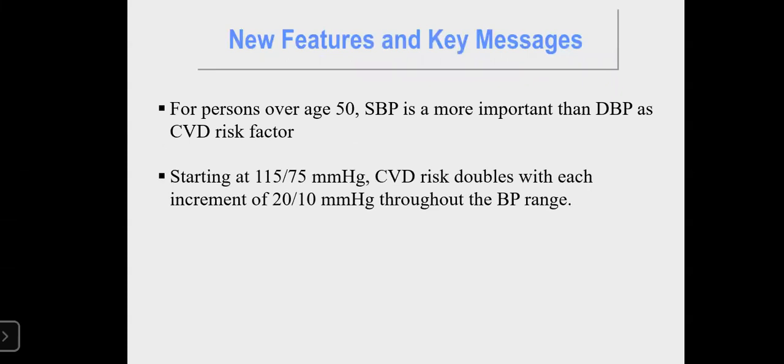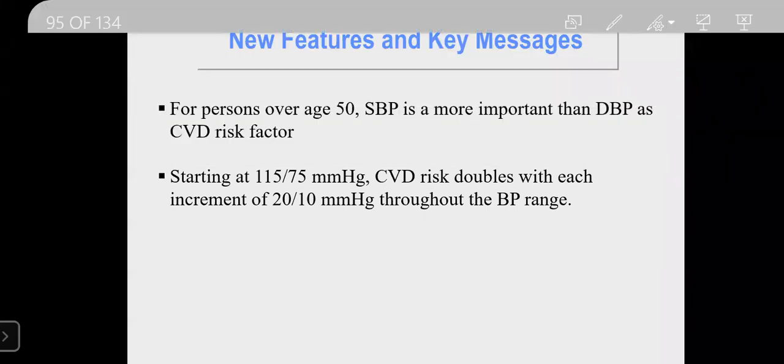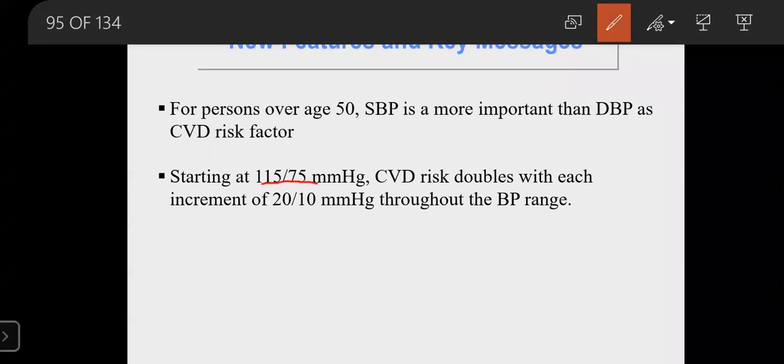Cardiovascular risk factors double with each increment of 20 over 10 millimeter mercury throughout the blood pressure range. So from this range, any increase by this amount doubles the risk of cardiovascular disease for the patient.